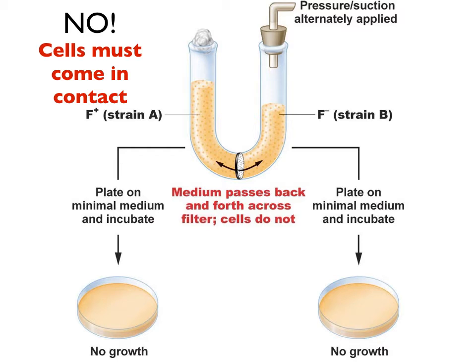And so let's talk about how conjugation works. Okay. Now, I'm going to start out by talking about these notations that I didn't mention before. You'll see that before strain A, there's an F plus, F with a positive superscript, and with strain B, there's an F with a negative superscript. These would be referred to as F positive and F negative cells. And what this refers to is whether or not the cells possess what is called an F factor. So let's take a peek at this next slide, and I first just want you to think about the cells and their genetic material.